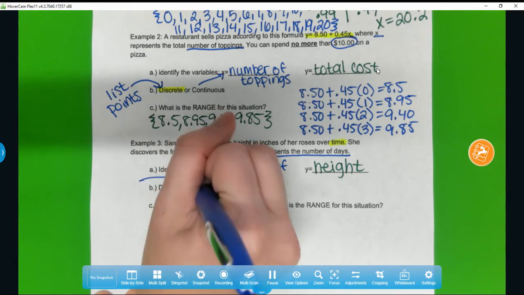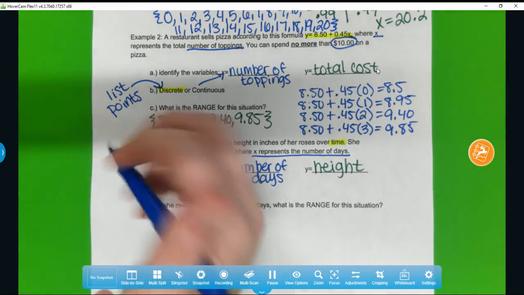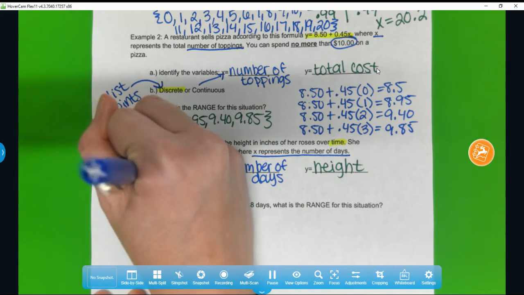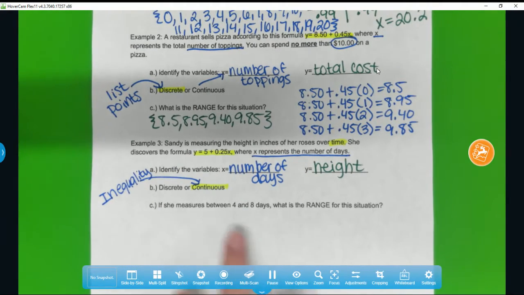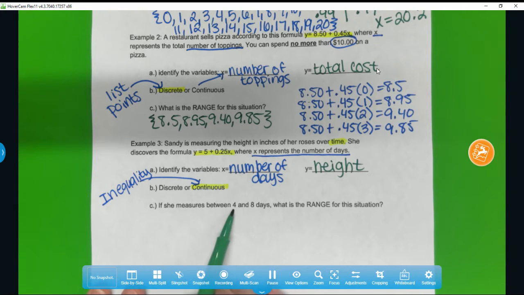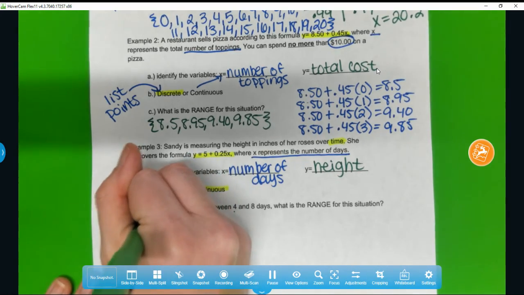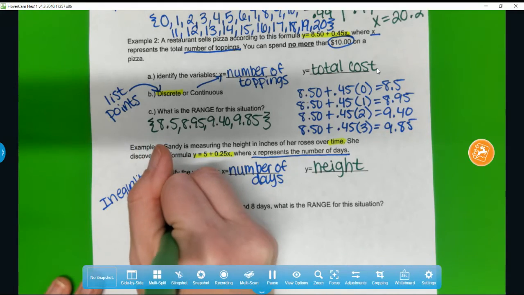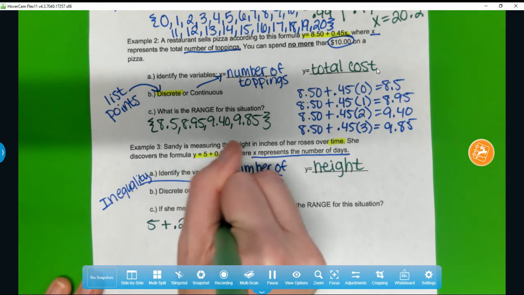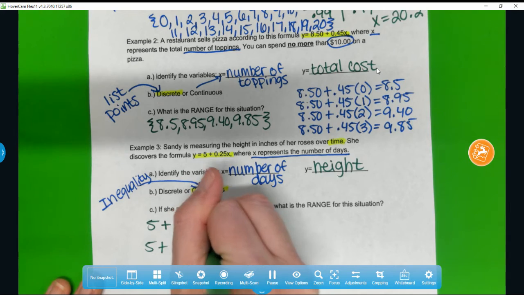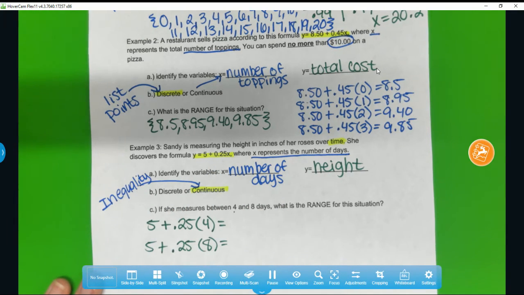So if it's continuous, that means instead of listing the points, it's like looking at the graphs that we did. So it's going to be an inequality for the range. Okay, so it says she measures between 4 and 8 days. What is the range for this situation? So all we need to do is figure out the height at 4 and the height at 8 days. So we are going to plug in just like we did in the previous problem. So 5 plus 0.25 times 4 to figure out the low end, and then 5 plus 0.25 times 8 to figure out the height at the end of those 8 days.